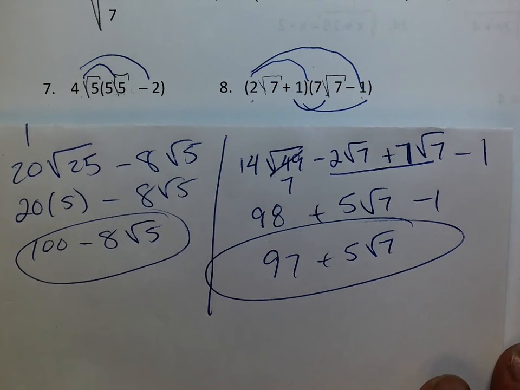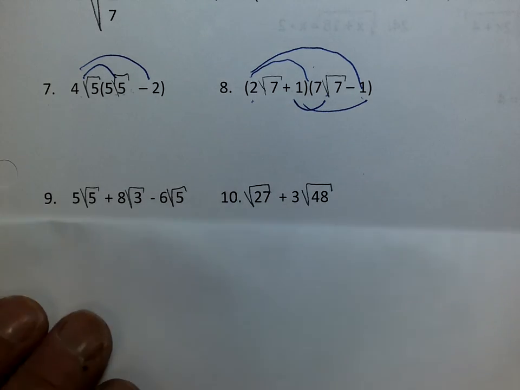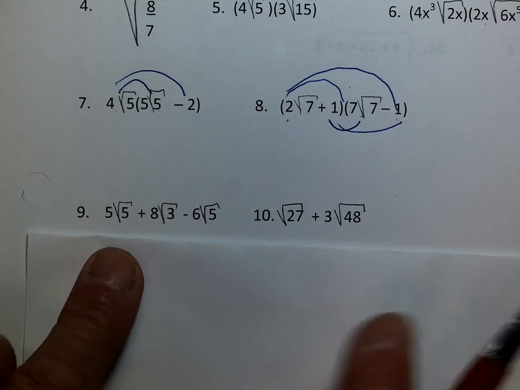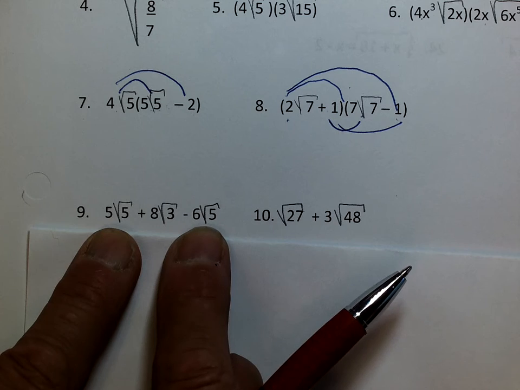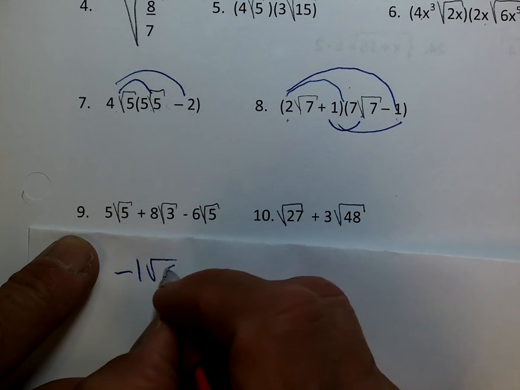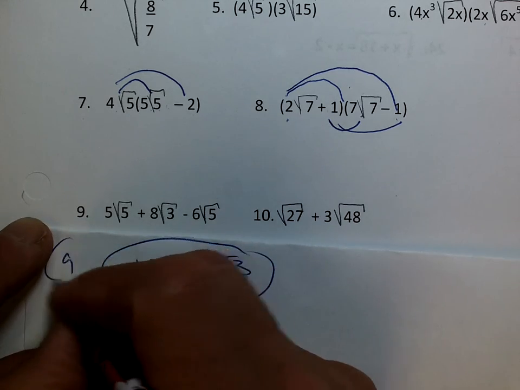Okay, you ready? Number 9. Okay, ready for 9? So 9's actually pretty easy. You can only add these two. They're different. So 5 minus 6 is a negative 1 square roots of 5 plus 8 square roots of 3. That's all we can do on 9, is just add them together.